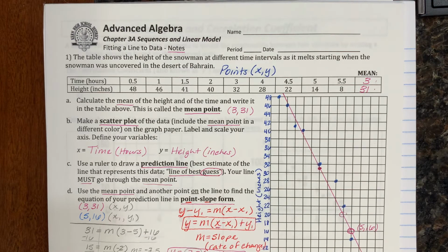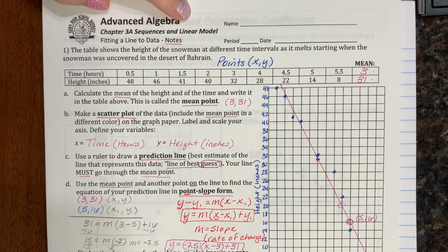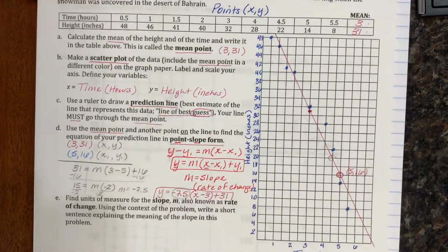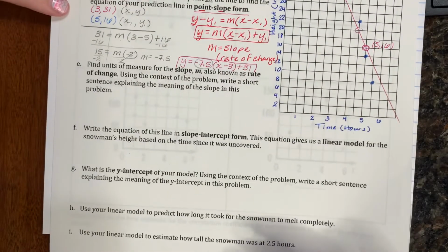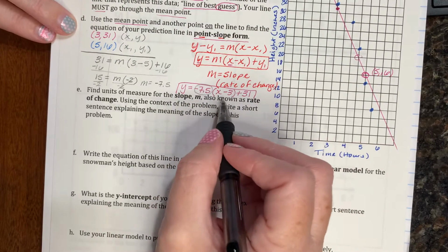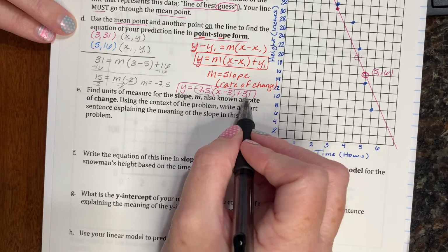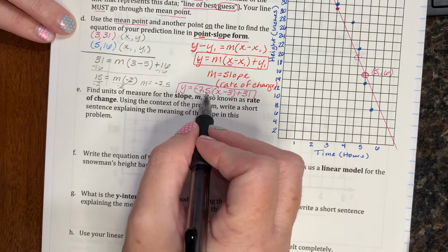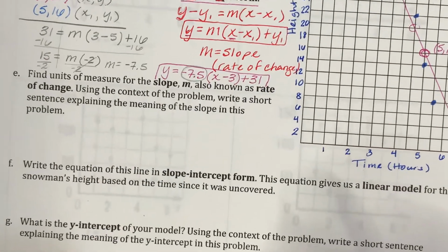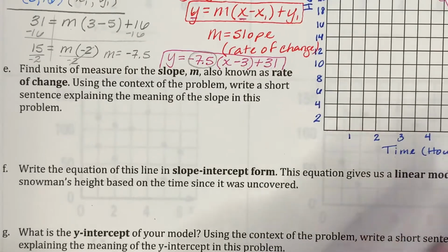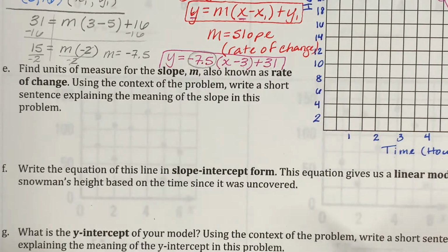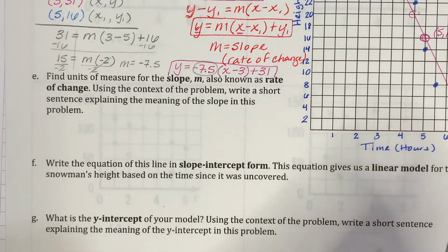Okay, let's settle in for part 2 of our sequences and linear modeling. Basically, we're fitting a line to data, and this is our snowman example. The last thing we did was we found an equation of the line in point slope form because we have a point, 3, 31, and we have the slope, negative 7.5. Okay, so let's go ahead and keep going.